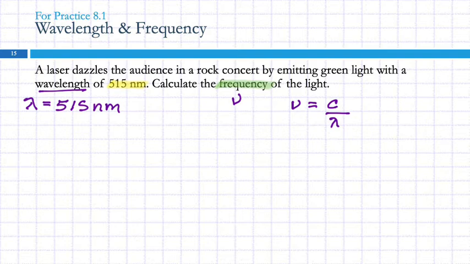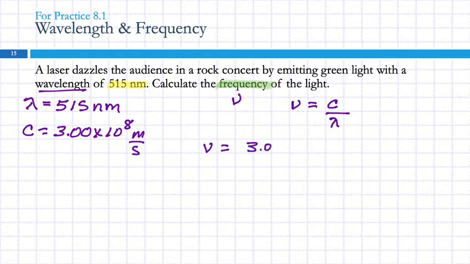Maybe we don't remember what the speed of light is, but we can go look it up. Speed of light is 3.00 times 10 to the 8th meters per second. So to calculate the frequency, we're going to take the speed of light, 3.00 times 10 to the 8th meters per second, and we're going to divide by the wavelength. Oops. Let's just redo the 5 also.